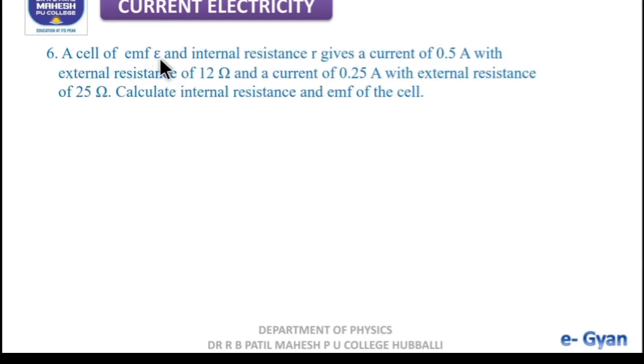Okay, next question number 6. A cell of EMF E and internal resistance r gives a current of 0.5 ampere with external resistance of 12 ohm and a current of 0.25 ampere with external resistance of 25 ohm. Calculate internal resistance and EMF of the cell. Okay, here we have a cell and this cell is connected to external resistance of 12 ohm and this 12 ohm is replaced by 25 ohm. Let us find the value of EMF and internal resistance of the cell.